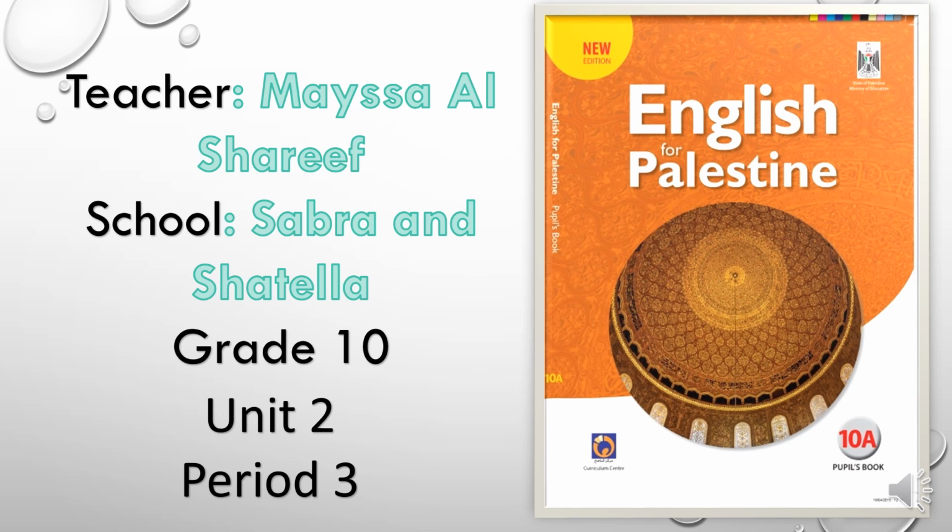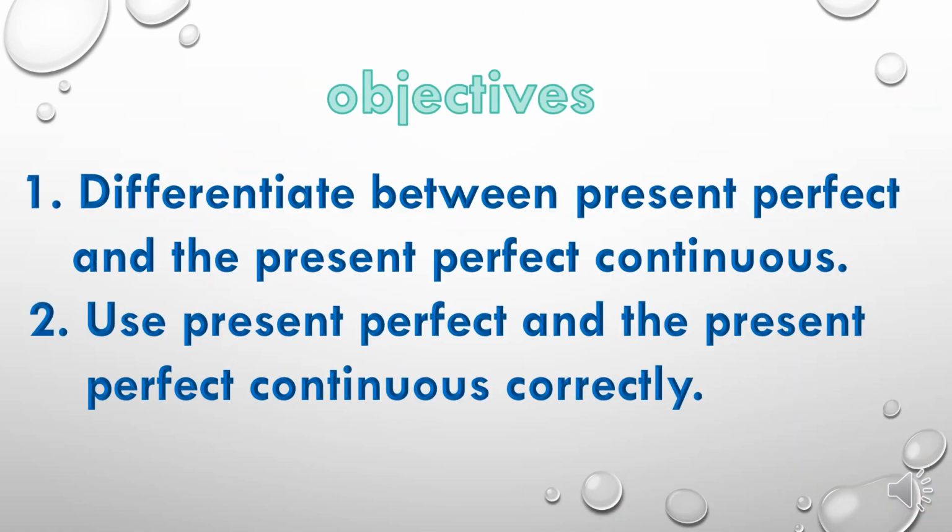Our lesson today, Unit 2, Period 3. Our objectives: to differentiate between the present perfect and the present perfect continuous, and use them correctly. إذا هدفنا اليوم إنه نفرق بين المضارع التام والمضارع التام المستمر واستخدامهم بالشكل الصحيح.